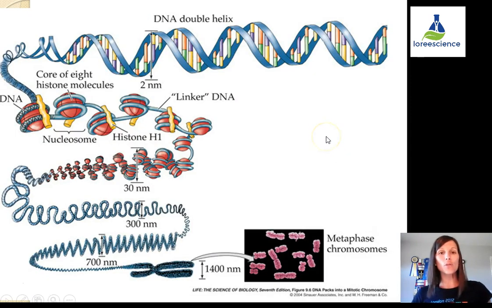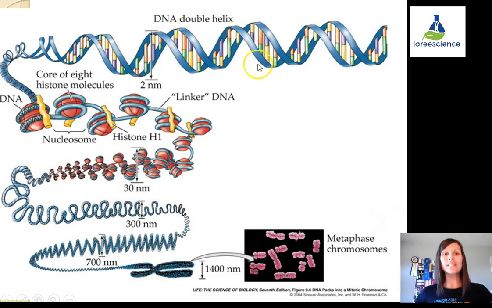So another diagram to highlight that is if we start off with our DNA, a double helix structure, we wrap it around these histones. We refer to that as a nucleosome. Those then continue to twist and turn and condense more and more until we actually end up with our chromosome made up of 2 chromatids held together by a centromere.